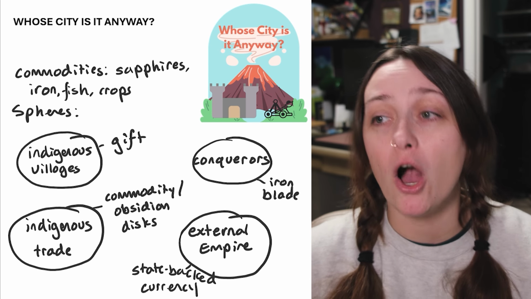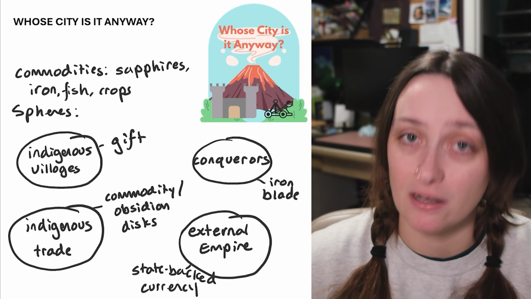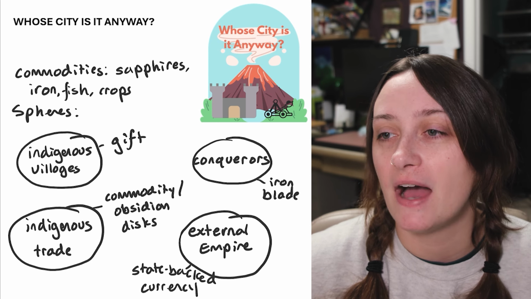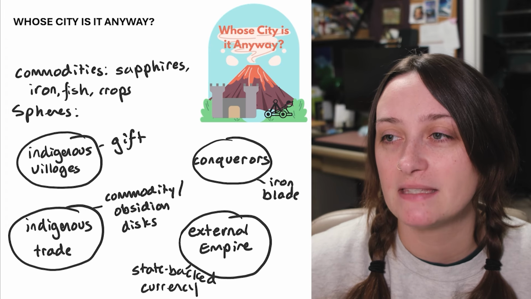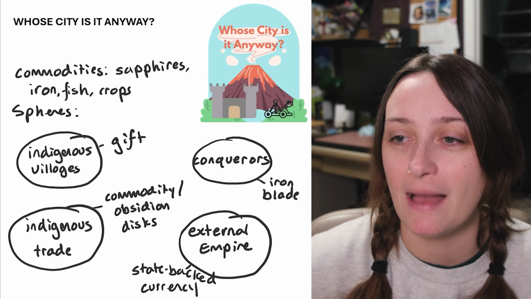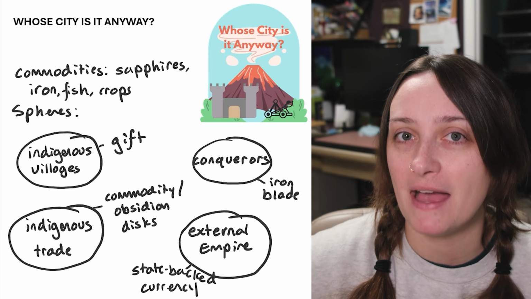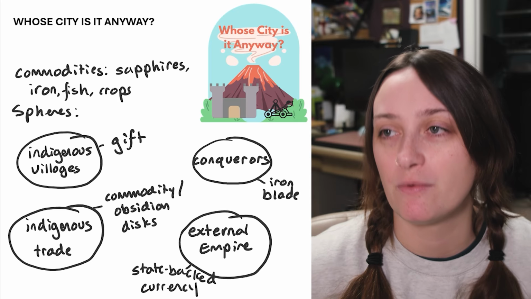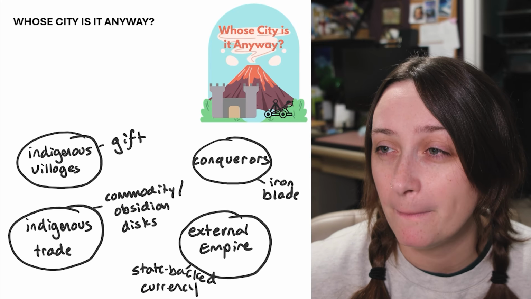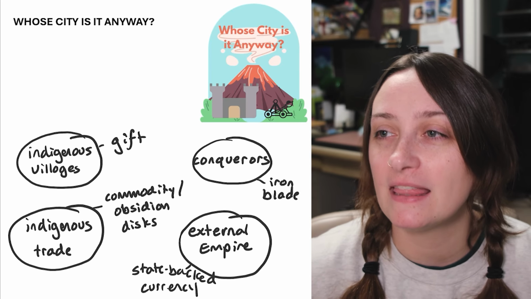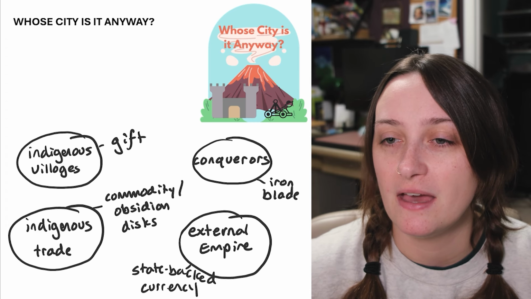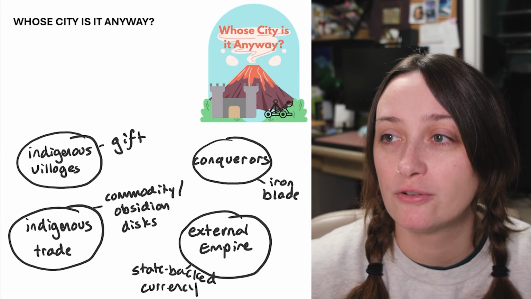And then the people that conquered them, the people that settled the area, are going to have a proto money of iron blades and then some commodity monies, and then we'll have an external empire, which will have a state-backed currency, which has been interacting with the region, so some of that would be prevalent as well.